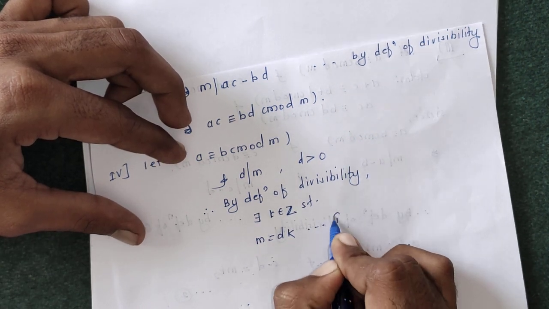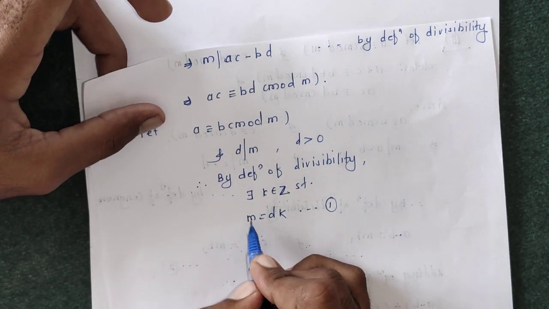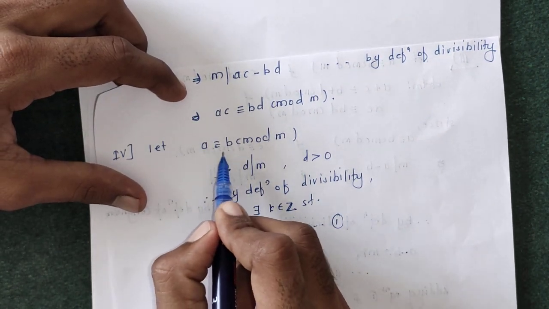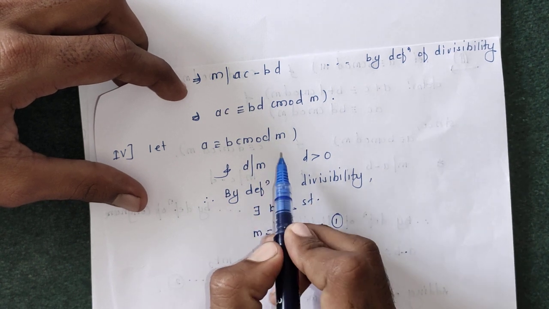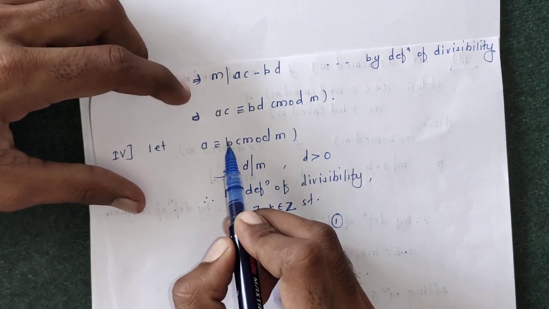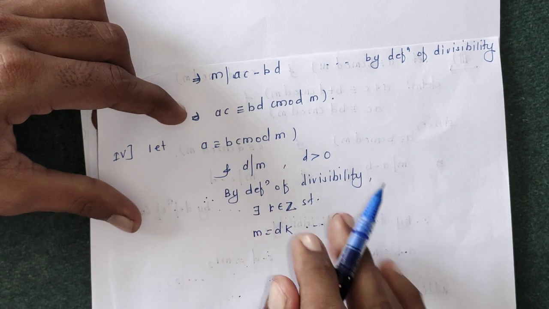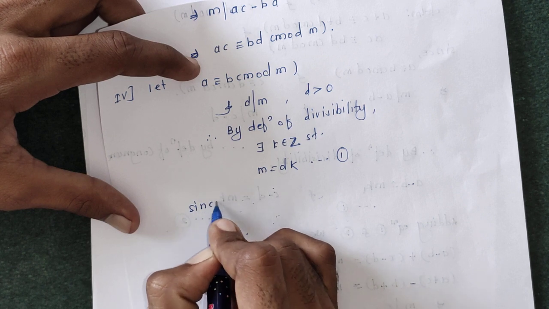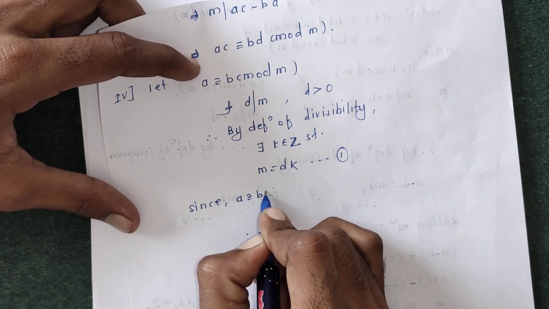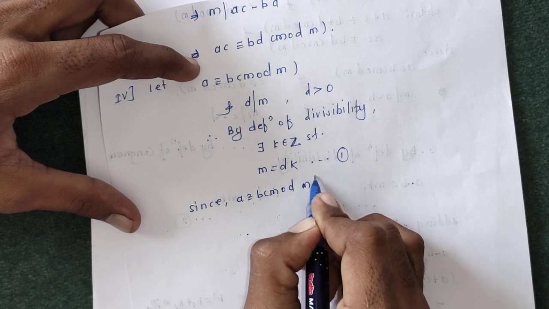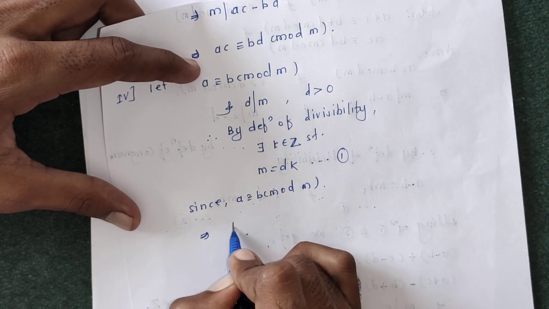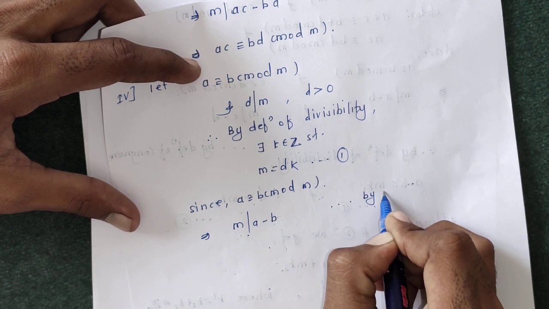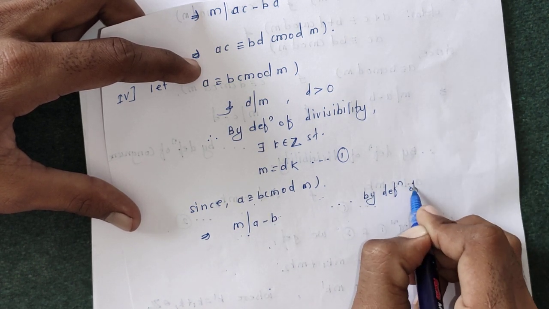Suppose this is equation number 1, we have m is equal to dk. This is from the given things, and we have to prove that A is congruent to B mod D. That is, we have to prove that D divides the difference A minus B. But we are given A is congruent to B mod m, so we can use the definition of congruence here: m divides A minus B. This is by definition of congruence.